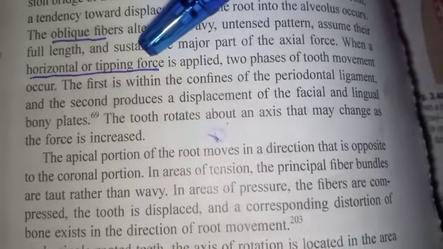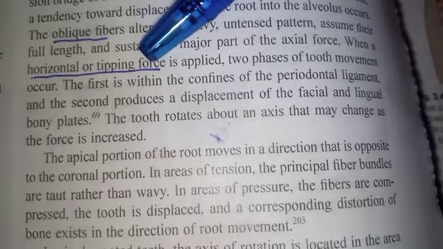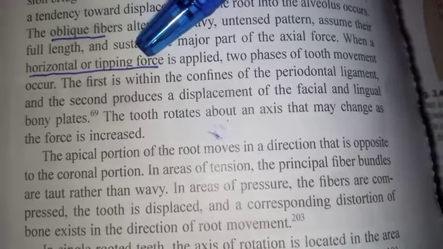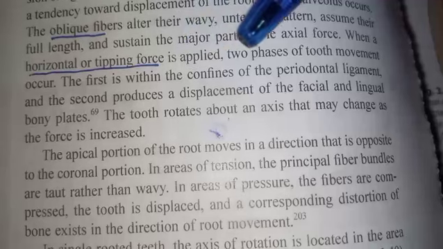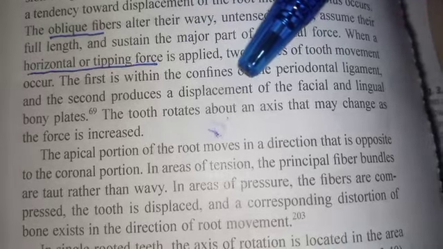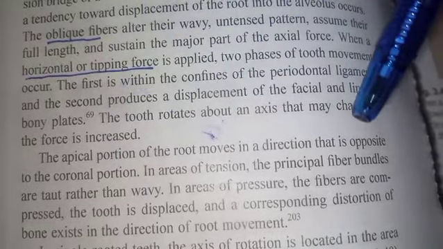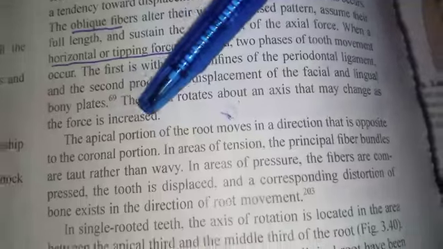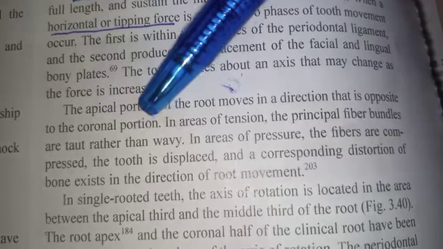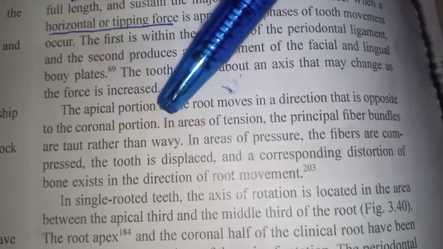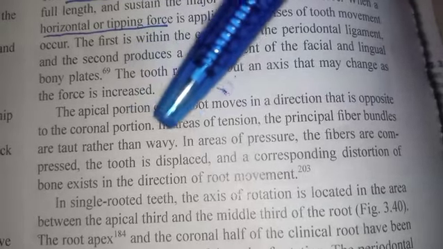horizontal or tipping force. Horizontal force, but tipping force is actually the combination of rotation and translational force. When it is applied on the tooth, the tooth moves in two directions. Either it is just confined to the PDL, or it displaces the facial and lingual bony plates. The tooth rotates about its axis, which may change as the force is increased. The apical portion of the root moves in a direction opposite to the coronal portion, which is tipping force. In the area of tension, the principal fibers become taut rather than wavy.